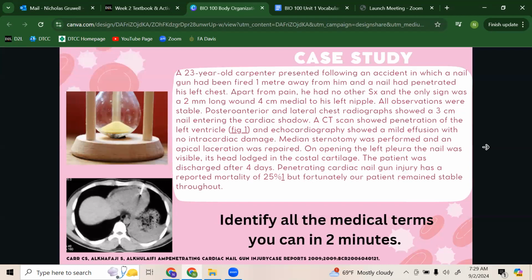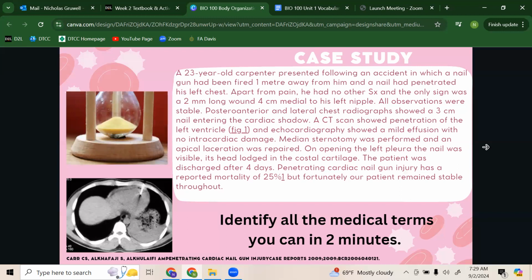Okay, I'm going to go ahead and read this out loud so that we're all on the same page with pronunciation. A 23-year-old carpenter presented following an accident in which a nail gun had been fired 1 meter away from him and a nail had penetrated his left chest. Apart from pain, he had no other symptoms, and the only sign was a 2-millimeter long wound, 4 centimeters medial to his left nipple. All observations were stable.